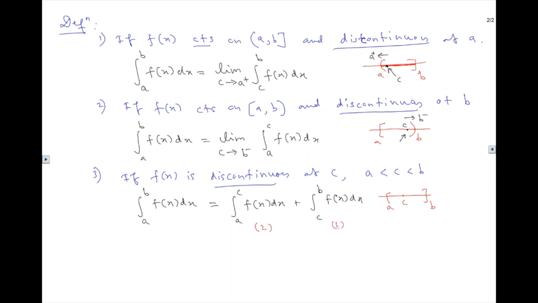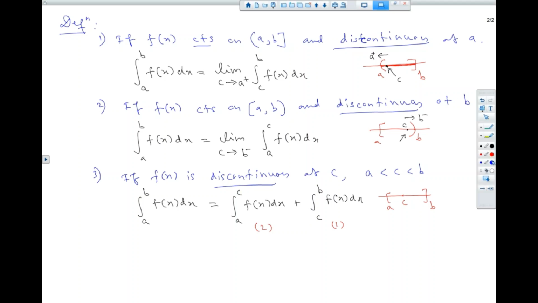If at least one of them is infinite, we say it is divergent. If both are finite, we say the integral converges. So converge and diverge: if at least one of them is infinite, we say the whole integral diverges. If both are finite, then we say the whole integral converges.